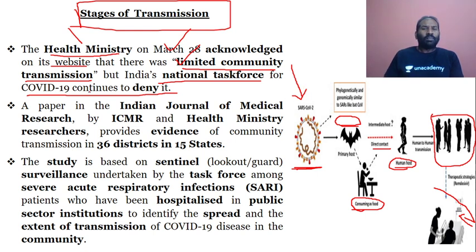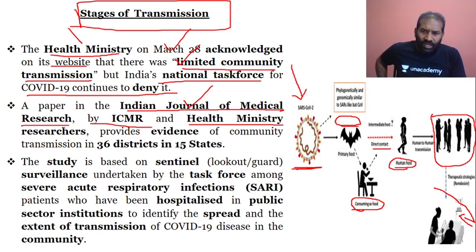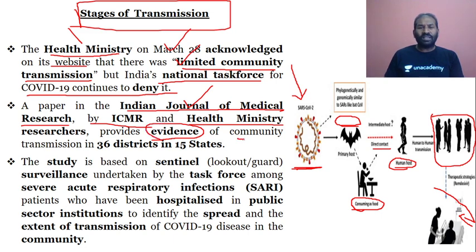And a paper has been published by the Indian Journal of Medical Research. This is again important from the prelims point of view. A paper has been published by ICMR. Please understand, it is again for the prelims point of view. The Indian Journal of Medical Research is under the purview of the ICMR, that is the Indian Council of Medical Research, and the Health Ministry. Researchers of the ICMR and the Health Ministry, both of them have gone ahead with the paper, and it is very clearly evident from the paper that there is a community transmission.